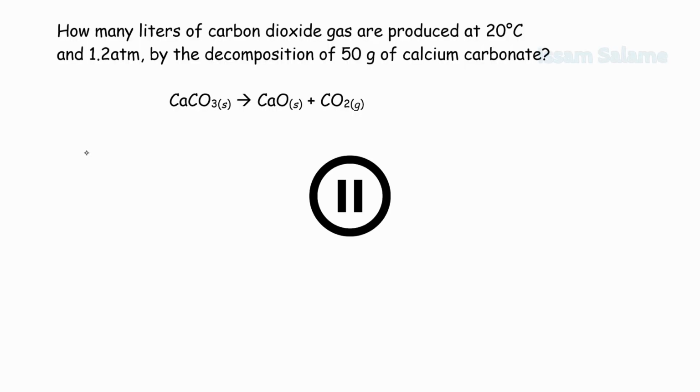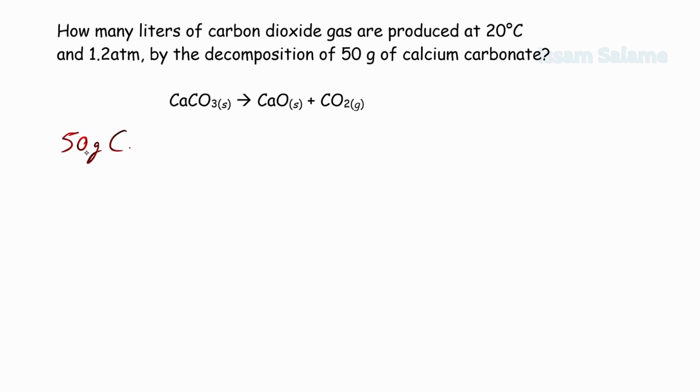Let's have another exercise. You may pause the video and solve it by yourself, and then play the video again to check if your answer is true or not. How many liters of carbon dioxide are produced at 20 degrees Celsius and 1.2 atmosphere by the decomposition of 50 grams of calcium carbonate? Here we should find the number of moles of carbon dioxide first through stoichiometry, and then we apply ideal gas law to find its volume.